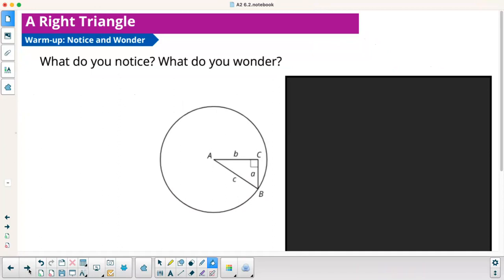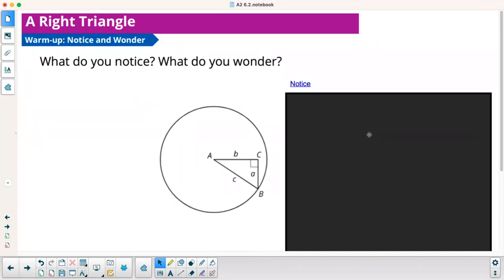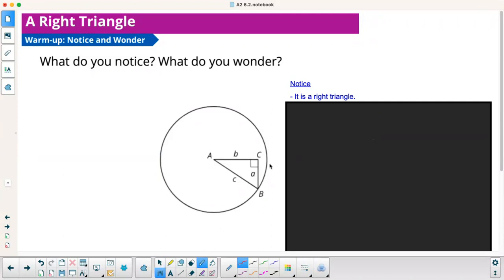What do you notice? What do you wonder? Go ahead, pause the video, and write down some things that you might notice or wonder. All right, I pre-typed them here, so we'll just go through them. I noticed that it's a right triangle, or even more specific, triangle ABC is the right triangle.